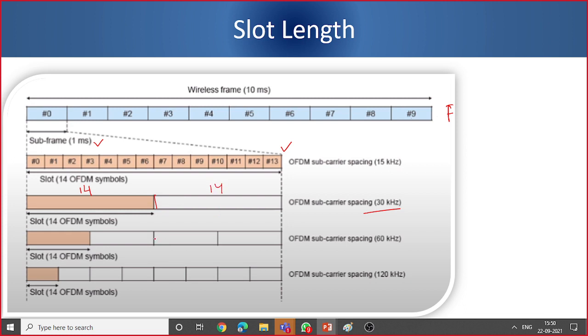So 14 and 14. If you go to numerology with SCS 60 kilohertz, then again half. So you have 14, 14, 14, 14. This many symbols in the same 1 millisecond. If you go to 120 kilohertz, now you have 14 symbols here, 14 here, and so on up to here. So your number of symbols are increasing. That means you are able to transmit more and more data within less time, or within the same time you are doubling the data if you are using higher subcarrier spacing. From 15 kilohertz to 30 kilohertz, the slot duration becomes half, so you are able to pack double the data.